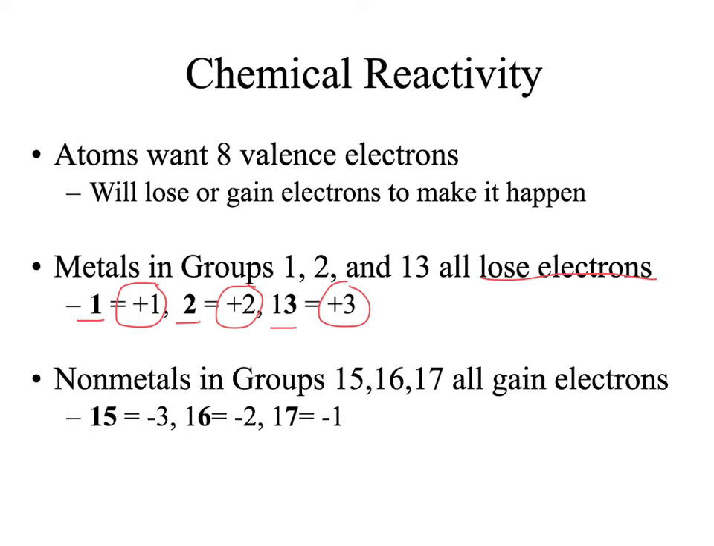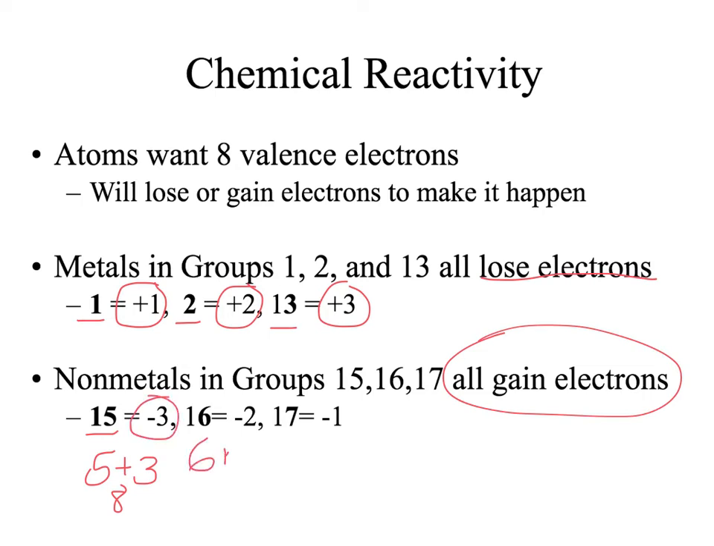For nonmetals, they tend to gain electrons. So in group 15, they have 5 valence electrons. They're going to want 3 more to make 8. So because of that, they gain 3 electrons, they get a negative 3 charge. 6 valence electrons, you're going to want 2 more to get 8 total. So because of that, you get a negative 2 charge because of 2 extra negative charges. Group 17, you only need 1 more to get 8, so you get a negative 1 charge because you gained 1 electron.